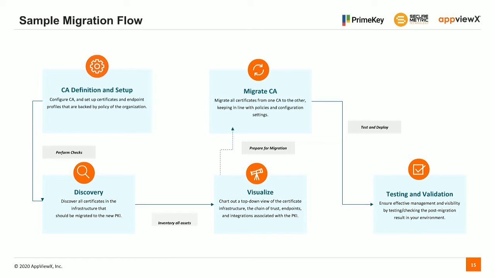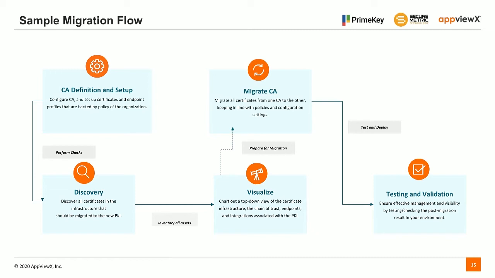Let's look at a sample flow. The key thing is, first is CA, setting up the CA or the issuing CA. And if you have an offline CA, setting up a new issuing CA. And then discovering all the certificates that are issued from the existing CA. And then figuring out a way to visualize the issued certificate from the CA to the end device that the certificate is deployed in. And plan the migration, right?